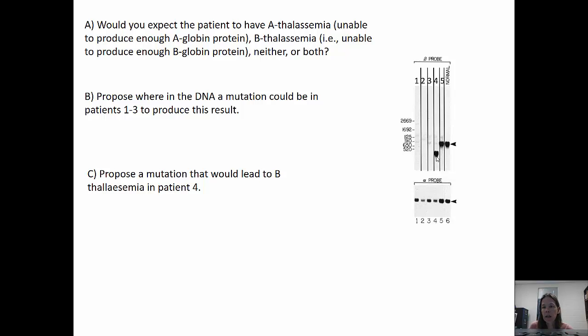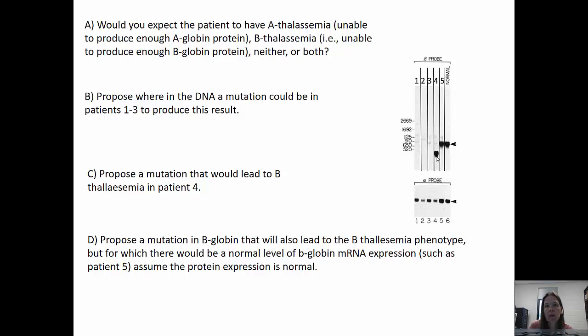It cannot be a nonsense mutation. Remember, a nonsense mutation changes a normal codon to a stop codon, but that does not affect transcription, so that gene would still be the same length. It would just produce a protein that is shorter.